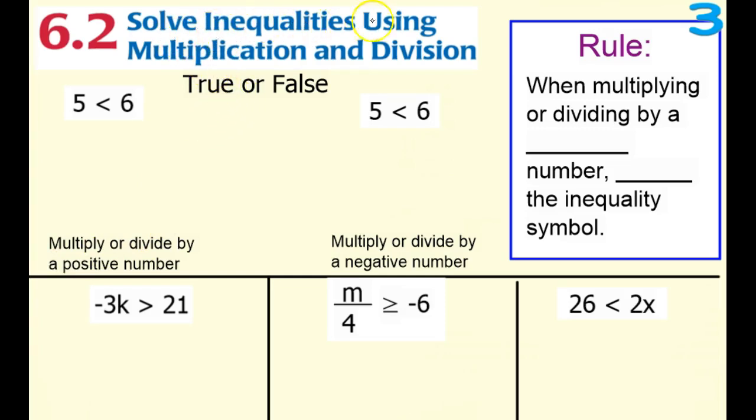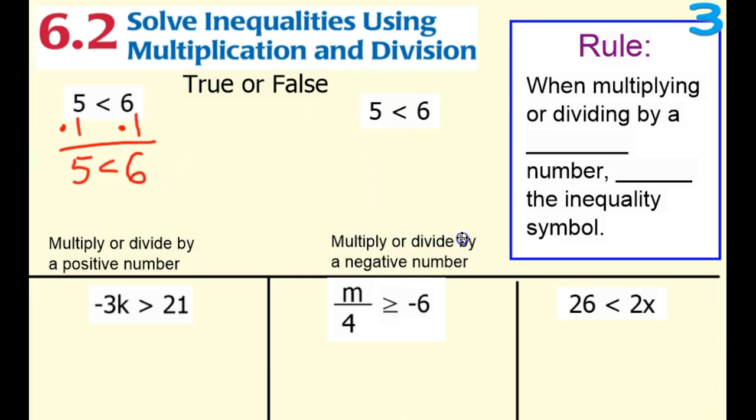Now we are going to solve inequalities using multiplication and division. So true or false? 5 is less than 6. That's true. We know that because if we multiply both of these by 1, we get 5 times 1, which is 5, is less than 6 times 1, which is 6. This is going towards the bigger number, so 5 is less than 6.